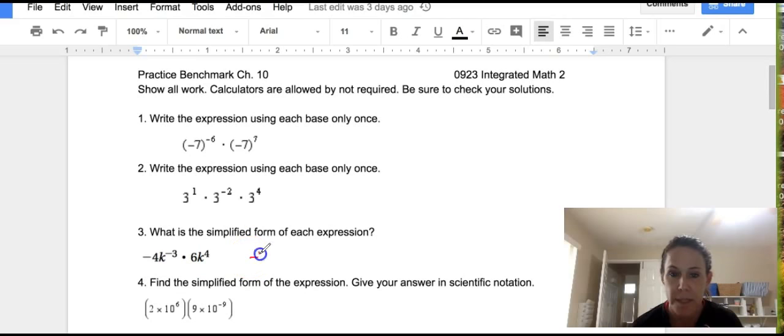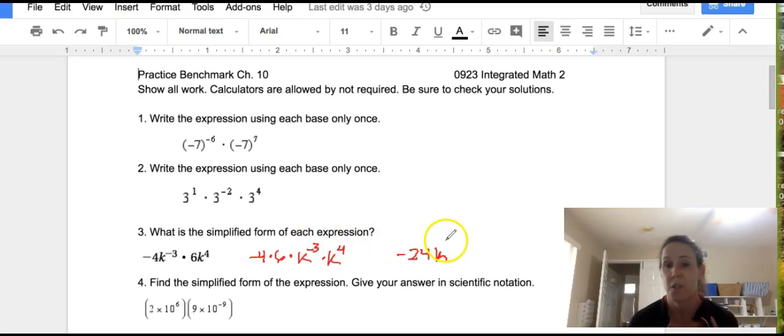So I'm going to write this as -4 times 6 times k to the -3rd times k to the 4th. It helps me work this problem a little bit easier since this is multiplied by this is multiplied by this is multiplied by this. It helps me work this easier because when I have the same base, I can add exponents, and then I'm just going to multiply my constants. So let's finish this out. -4 times 6 is -24. And then I have the same base here. I get to add exponents. So this is going to be k, and then -3 plus 4 is just 1, so k to the first.